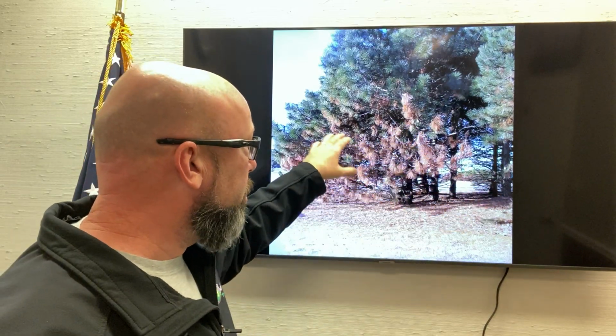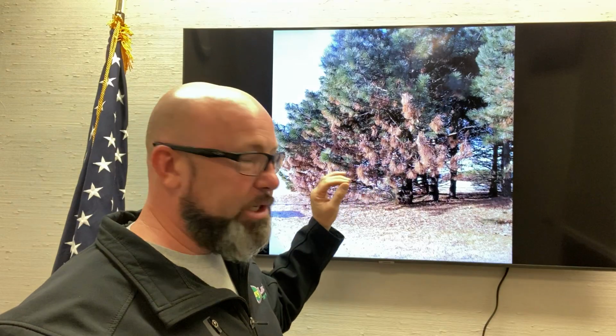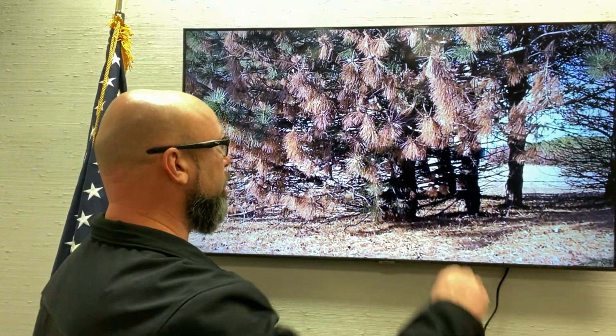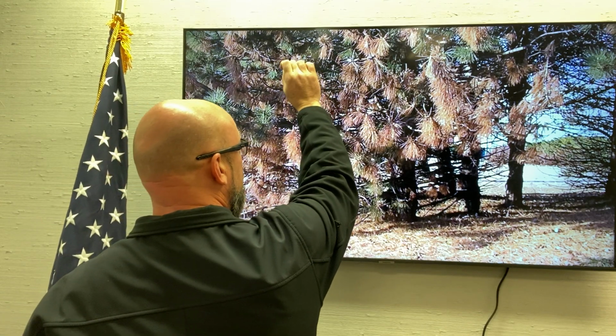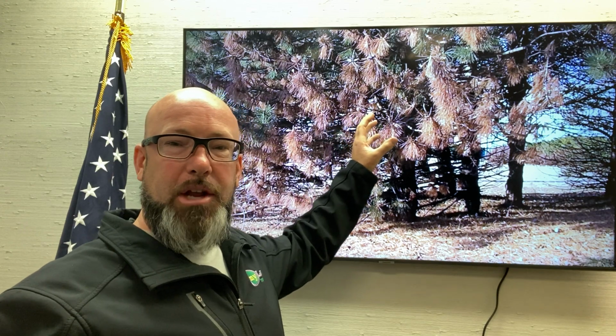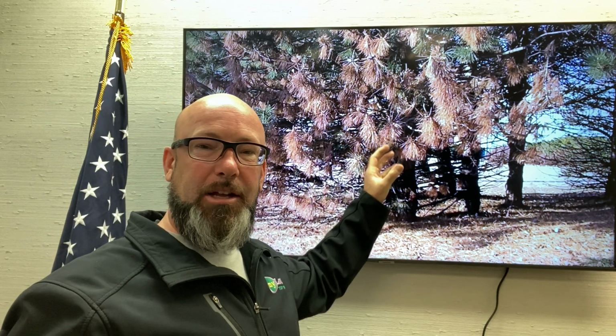But with Diplodia, we were talking about how it affects the shoot growth. Well, once Diplodia infects that new candle development, it can actually move down the branch and create some cankers that kill the entire branch. So Diplodia is a nasty fungus. It causes a lot of problems with these pine trees. So be on the lookout for that.